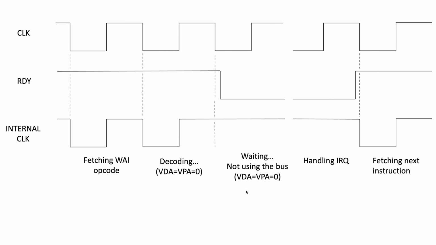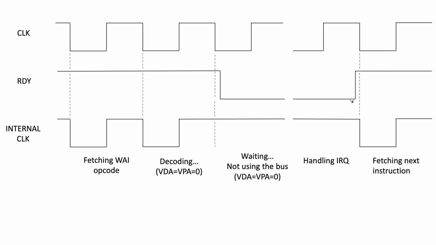So if we go back to our signals here and try to interpret what the datasheet table said about the wait for interrupt instruction, you can see here that in the first cycle, we are fetching the opcode. So this is a normal CPU cycle. In the next cycle, we are decoding the instruction. And so during this time, the CPU is not using the bus. But from an outside point of view, it looks like a normal cycle again. Then right after the falling edge of the clock of this second cycle here, the CPU starts waiting, and it actually brings the ready pin low, but it's still not using the bus. So VDA and VPA are still 0. And then the CPU is detecting an IRQ.